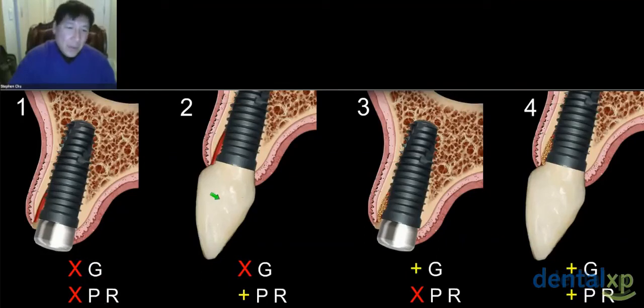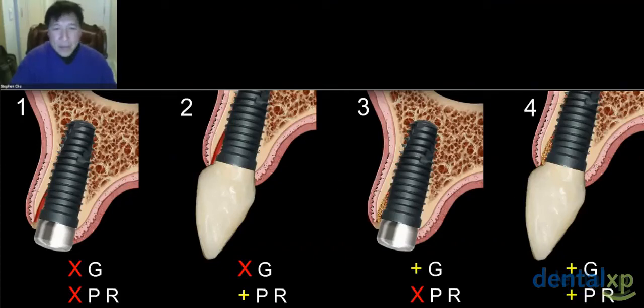Group 2, where you're placing the provisional restoration only. Group 3, where you're only putting the bone graft in, no provisional. And group 4, the bone graft and the provisional restoration. So these are our 4 clinical groups that we had a chance to look at.